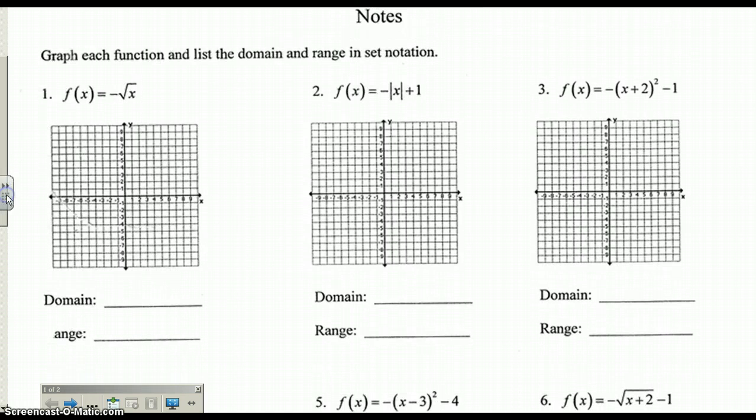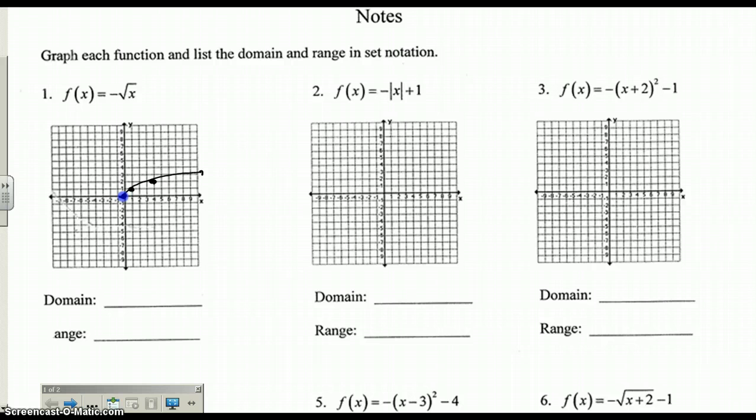So let's look at number 1. We have negative on the outside of the square root of x. So what I'm going to do is, I'm going to plot my original, okay? The square root of x, the parent function for the square root of x. I'm going to plot the 3 most important points. 0, 0, 1, 1, and over 4 up 2. Okay? So here's my original parent function.